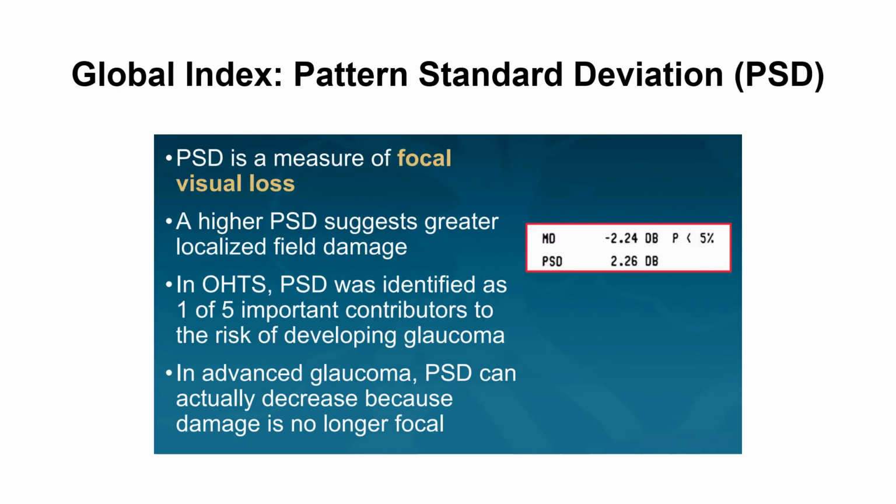Coming now to the second most important global index, which is the pattern standard deviation, which is a measurement of focal visual loss. So it's a measurement not of global but of focal field loss, which means that it's the standard deviation of each point from the age-corrected normal. And it measures the variability or local irregularities of the field. The more positive, the worse. Not like the MD, where the more negative, the worse.